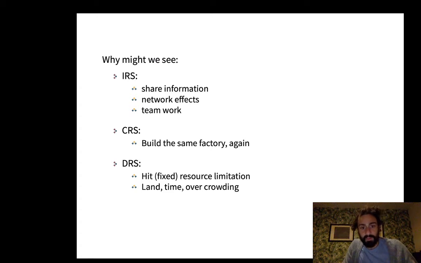Constant returns to scale is more like that factory example, right? Ford opens a second factory in a different location. It works exactly the same as the first factory, with the same amount of labor, same amount of capital. It does exactly what the other one did, and so you're just going to double your production, right? You double the number of factories you have, you double the production. They're unrelated. They're not interacting with each other in any way.